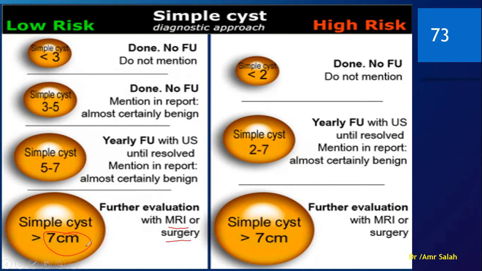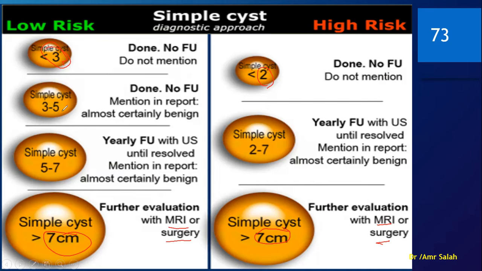Okay, if it is more than 7 centimeters, this is the cutoff, then it qualifies for further management as an MR or surgery, whether she was low risk or even high risk. The same number applies, 7 centimeters. I would do MR or surgery in both cases. In numbers less than 7 centimeters, well, it depends. Of course, the cutoff in all cases is 3. The cutoff in the high risk is a little bit less, it's 2. Okay. If it is less than 3, do not mention it in your report.